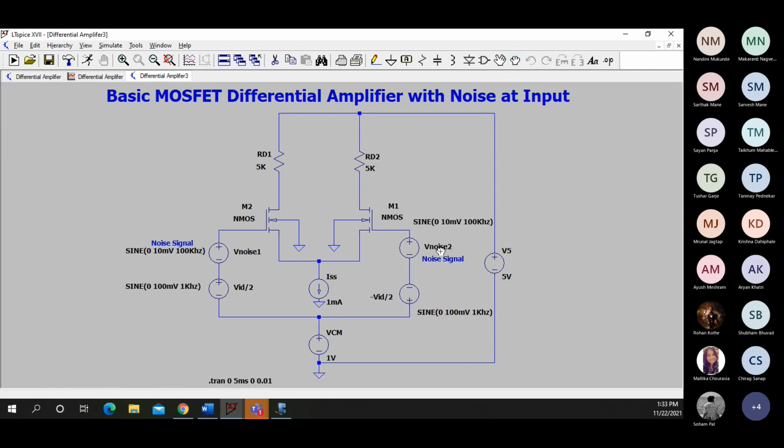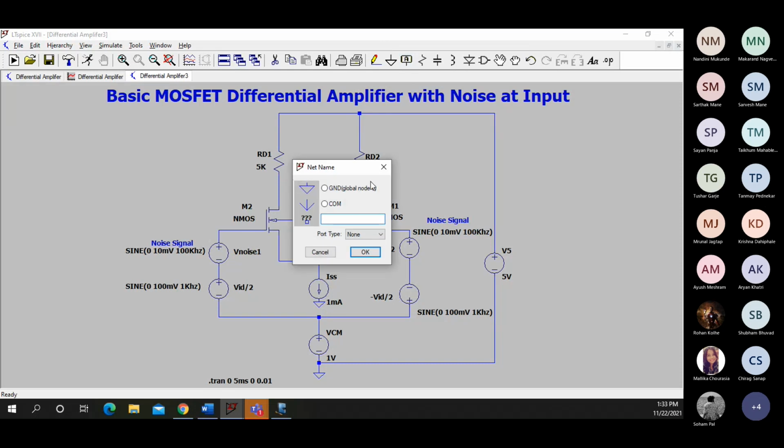So this is our noise signal 2. Build this circuit quickly. And again here we have V out 1 and V out 2.